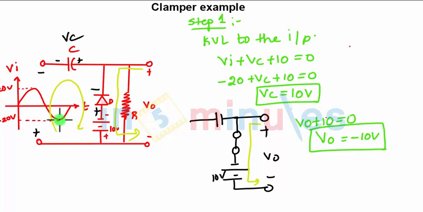And for the information, we consider only the peak value in a sine wave. So the peak value in the sine wave is minus 20. For that peak value, we are getting output as minus 10 volts, right? Now this is what we have done for the negative half cycle.